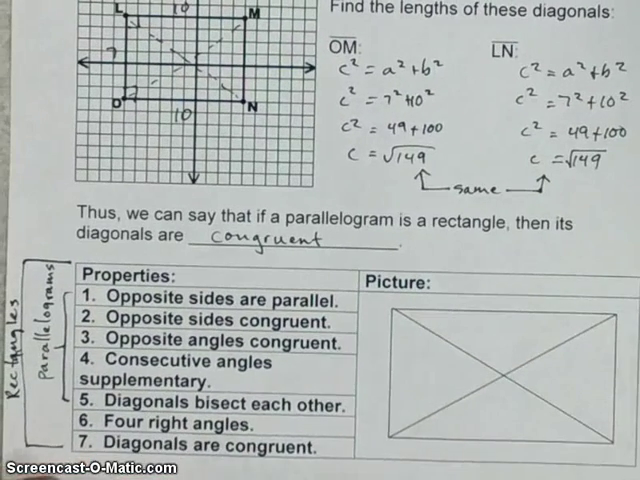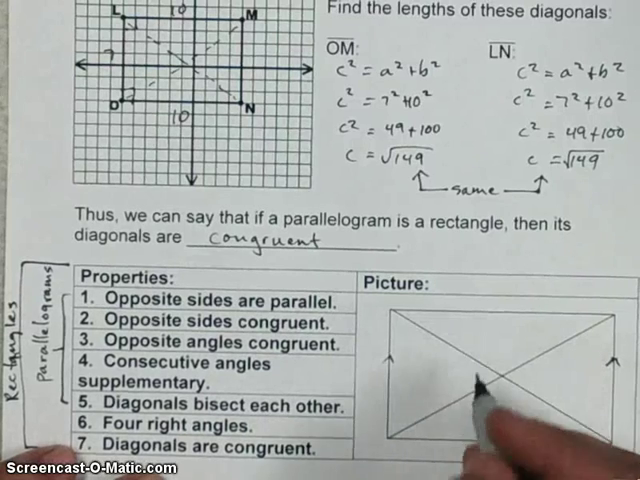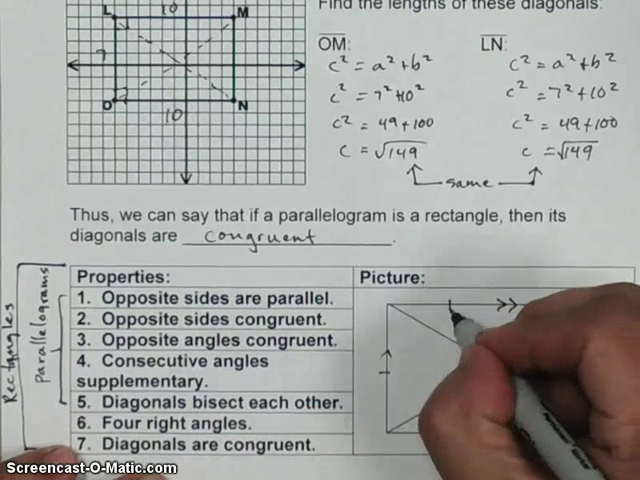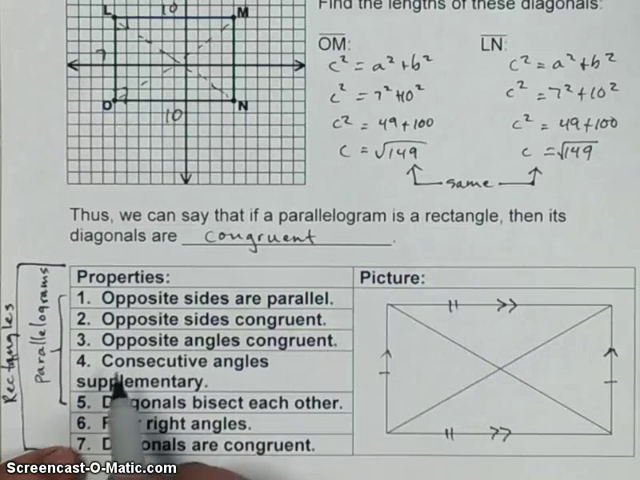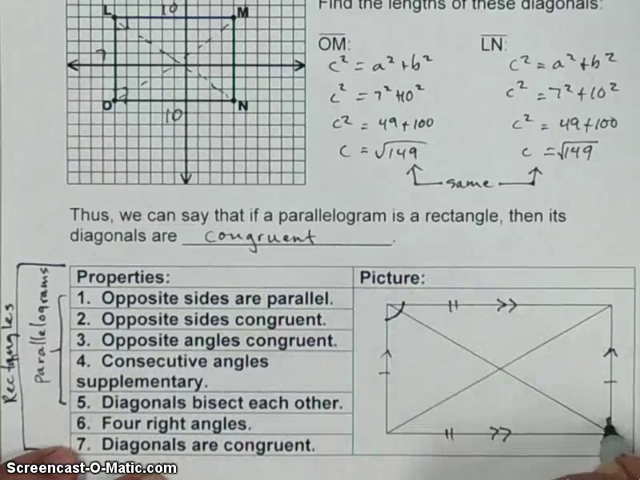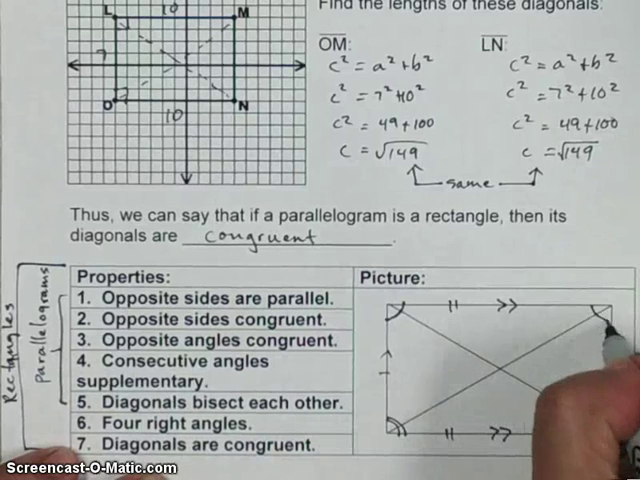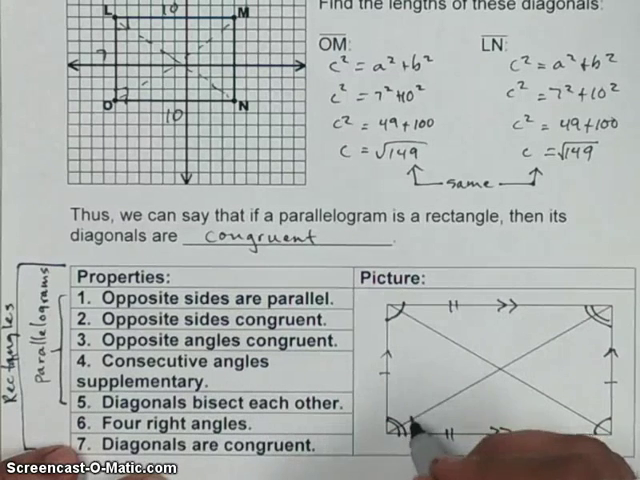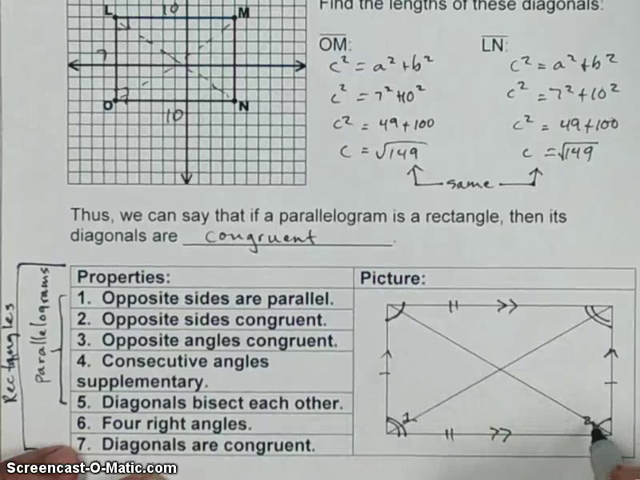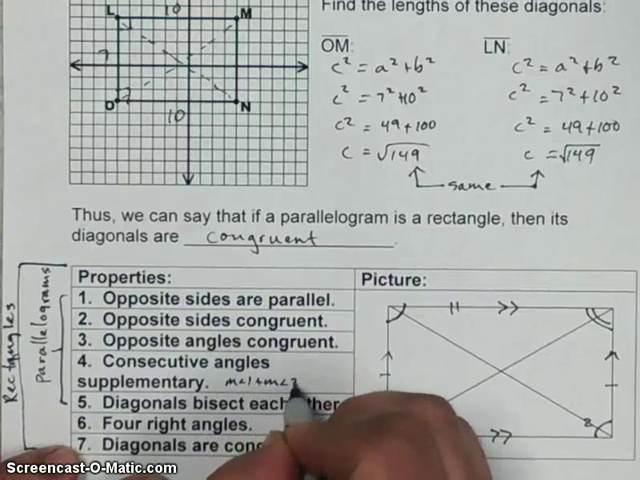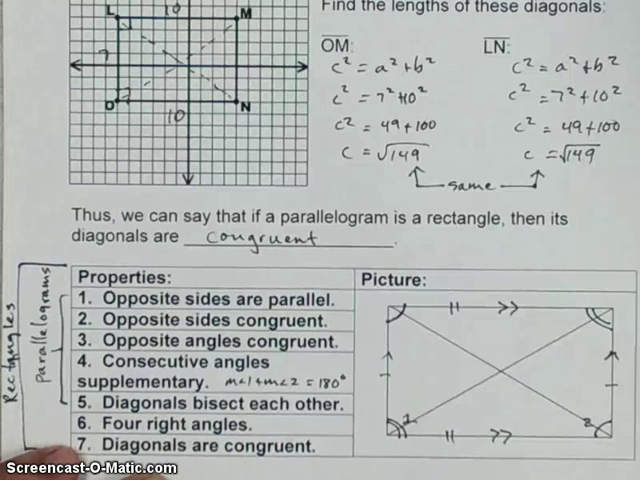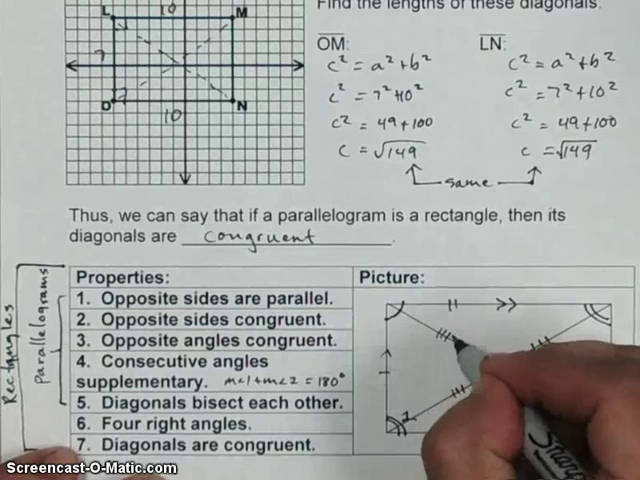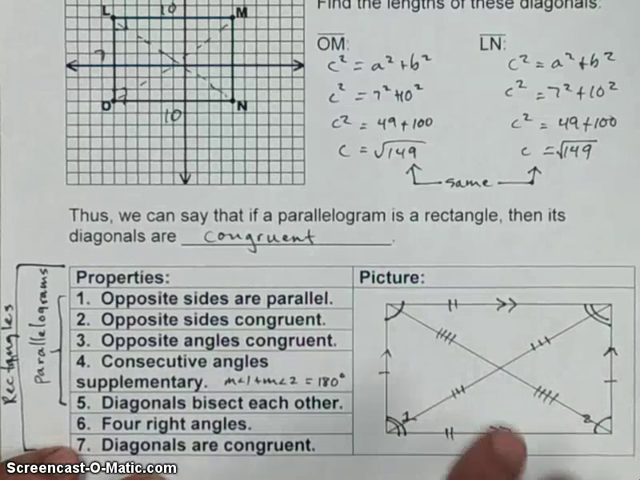So just to quickly review and diagram on the picture, opposite sides are parallel. That would be these arrows here. Opposite sides are congruent. That would be that. Opposite angles are congruent, so this angle here is congruent to this angle here. That angle, this is another angle pair that's congruent. Consecutive angles are supplementary. So if I call this angle 1 and this angle 2, this would mean the measure of angle 1 plus the measure of angle 2 is equal to 180 degrees. Diagonals bisect each other. So this side here would be congruent to this side here, and this diagonal would be congruent there, or be bisected.